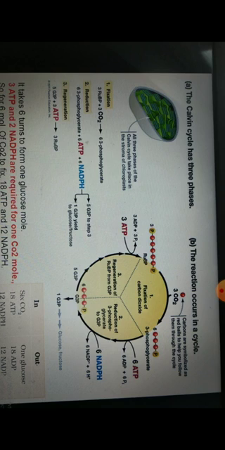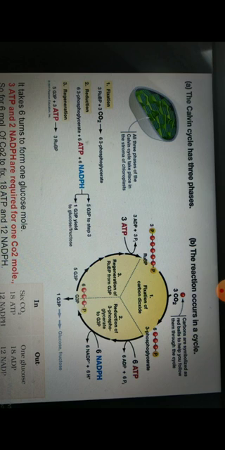This C3 cycle has 3 phases. One is fixation, where RuBP accepts carbon dioxide molecules and forms 3-phosphoglycerate molecule. Second is reduction, where 3-phosphoglycerate plus 6 ATP plus 6 NADPH gives us 5 glyceraldehyde 3-phosphate molecules, and 1 glyceraldehyde 3-phosphate molecule goes to form a glucose or fructose molecule. Then there is the regeneration of RuBP: 5 G3P molecules plus 3 ATP give us 3 RuBP molecules. Here on the right side you will see the general C3 cycle or Calvin cycle.